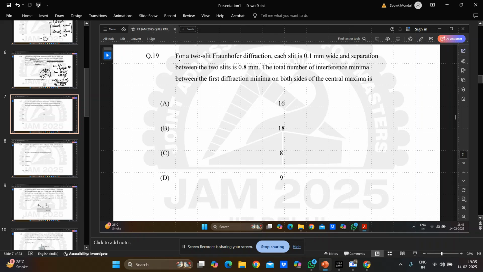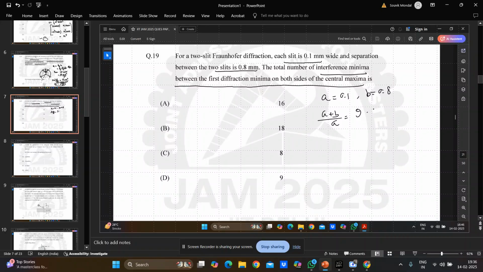For a two slit Fraunhofer diffraction, each slit is 0.1 mm wide and the separation between the two slits is 0.8 mm. Find the total number of interference minima between the first diffraction minima on both sides of the central maxima. So first find what is a and b. So a is 0.1, b is 0.8. So (a plus b) by a is 9.